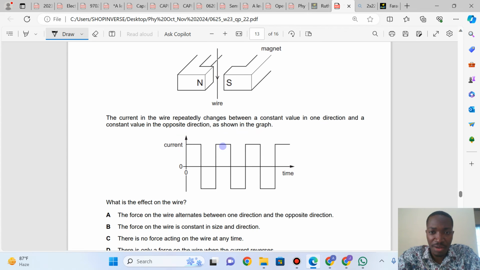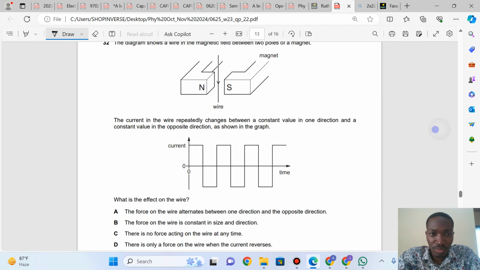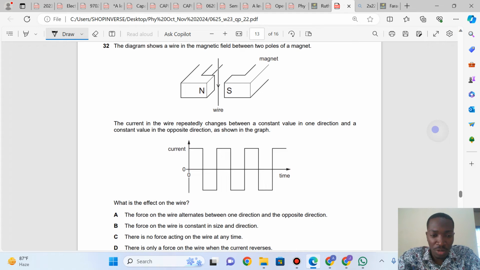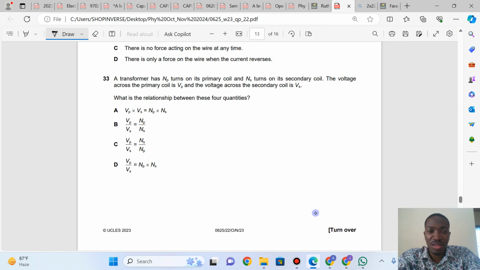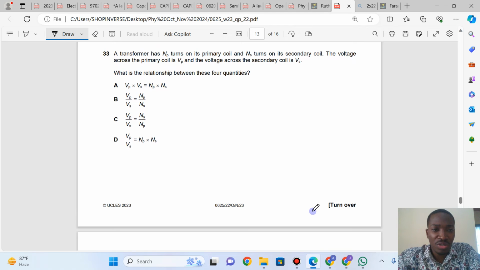Let me see the options we have here. Option number 1, what is the effect on the wire? The force on the wire alternates between one direction and the opposite direction. Excellent, that's the correct answer. Direction of force continues to alternate since direction of current is alternating. Let's go. Question number 33.